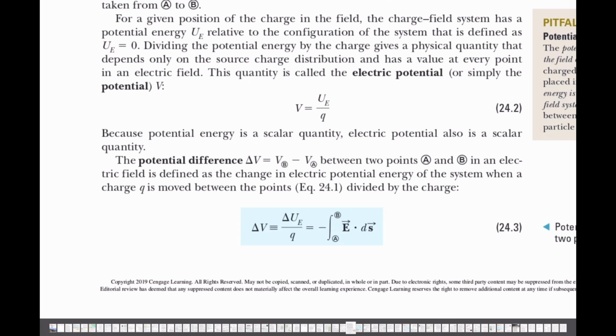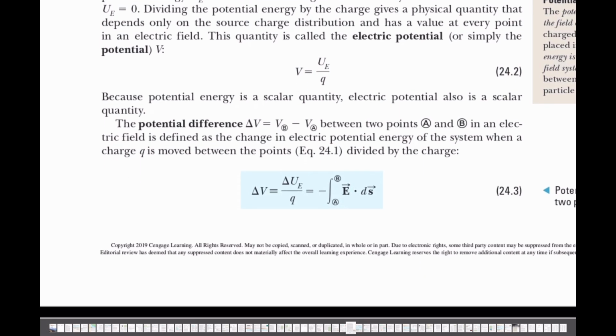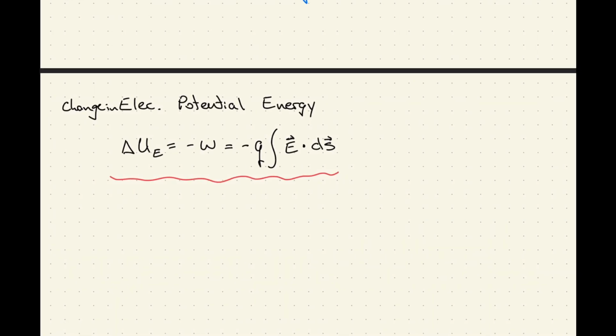Again, you can see the original equation here and the electric potential equation down here. So I'm going to keep reading under 24.2. Because the potential energy is a scalar quantity, not a vector, electric potential also is a scalar quantity. The potential difference, delta V, is equal to VB minus VA between 2 points A and B in an electric field. It is defined as the change in electric potential energy of the system when a charge Q is moved between the points, divided by the charge. So this is the equation we're going to get to. Keep in mind where this comes from.